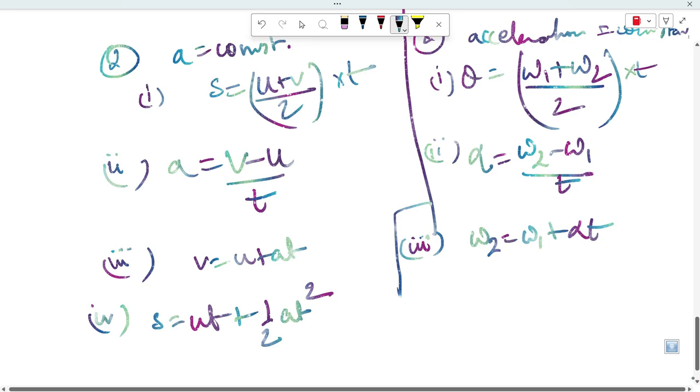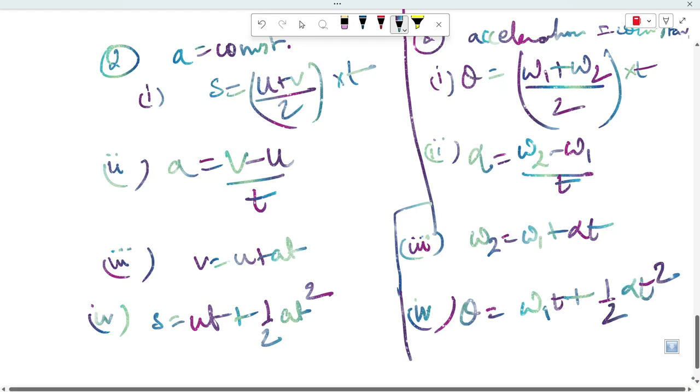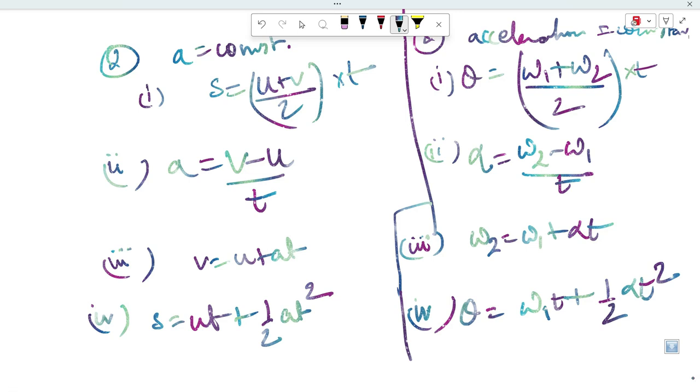Here I have written the second Newton's equation of motion. In the case of rotational motion, I can write the same thing: angular displacement theta is equal to omega 1 t plus half alpha t square. So you see the resemblance here. I can write it in this manner.